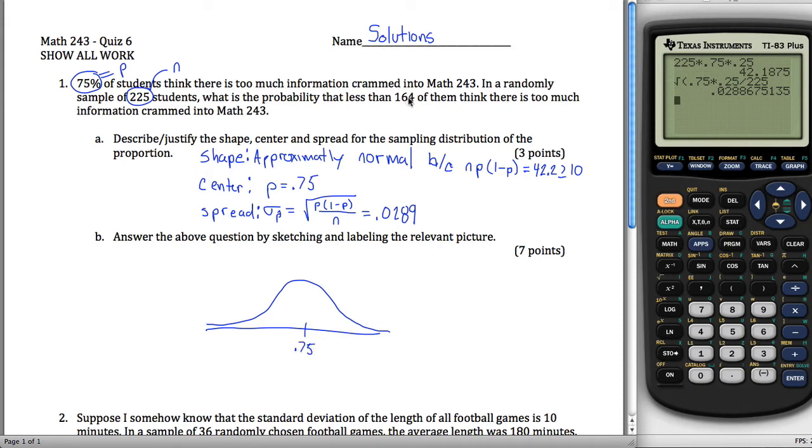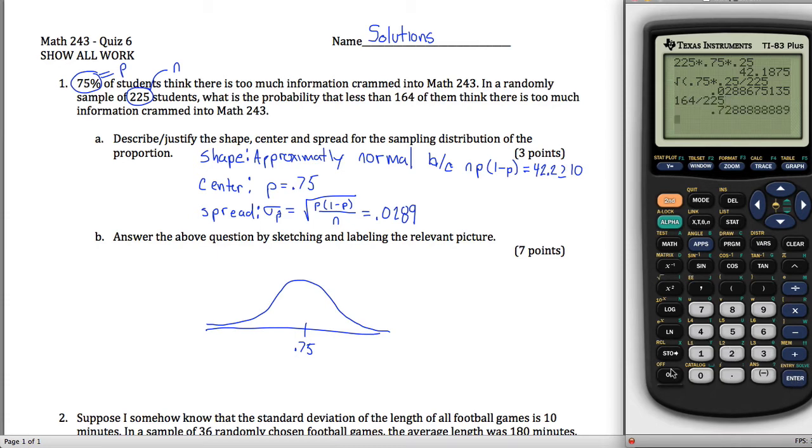And then I've got to figure out where 164 out of 225 shows up in this picture. Let's figure out what percentage that is first. 164 divided by 225 is 72.9%. So it should be somewhere over here, 0.729, which is equal to 164 out of 225.